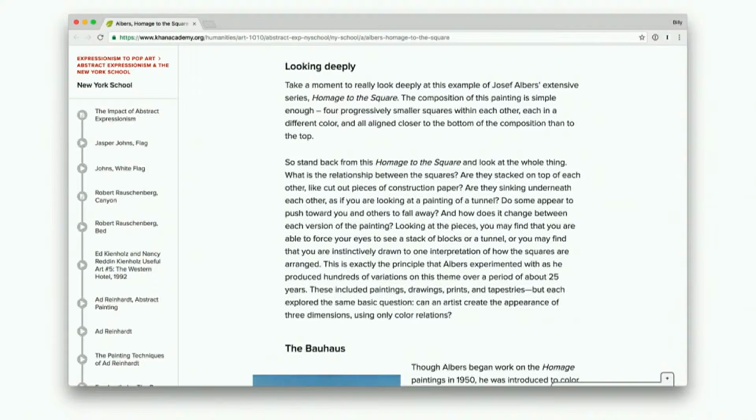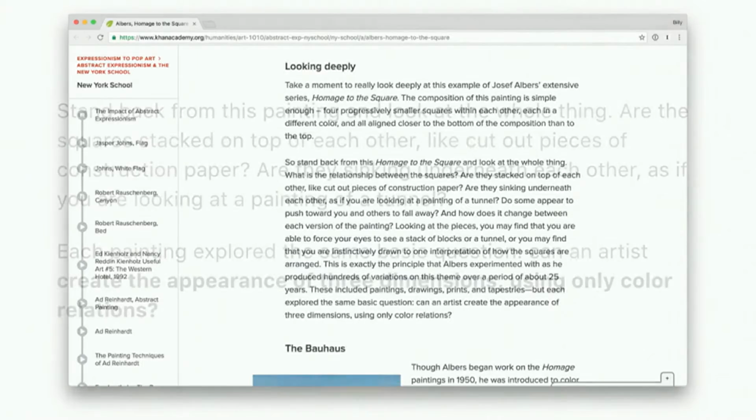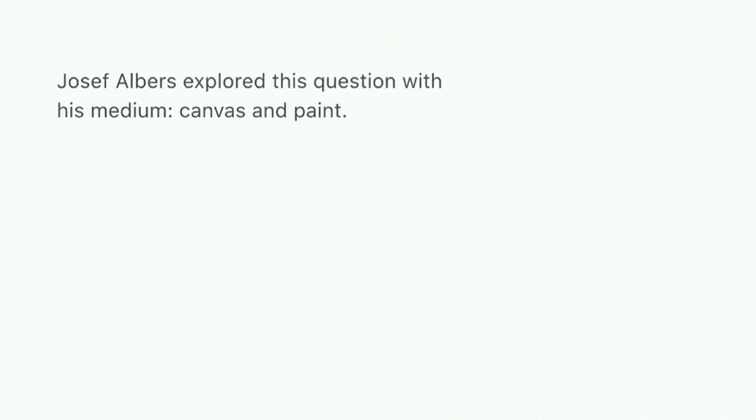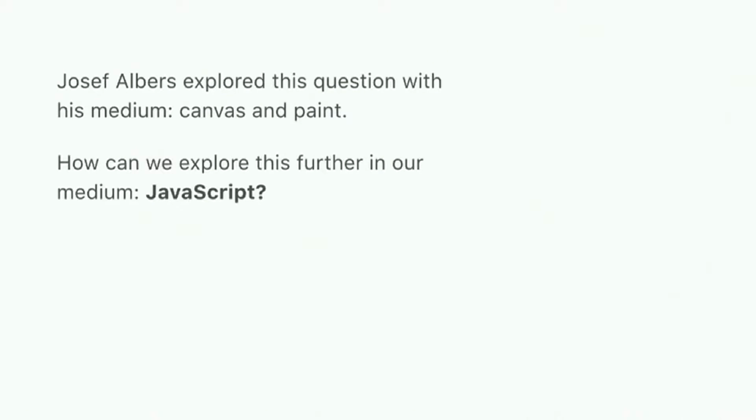So Khan Academy has an article on Homage to the Square. There's this really choice quote in there that says, "Stand back from this painting and look at the whole thing. Are the squares stacked up on top of each other like cut out pieces of construction paper? Are they sinking underneath each other as if you're looking at a painting of a tunnel? Each painting explores the same basic question. Can an artist create the appearance of 3 dimensions using only color relations?" So Josef Albers explored this question in his medium of canvas and paint. So now the question for us is, how can we explore this further in our medium of JavaScript?